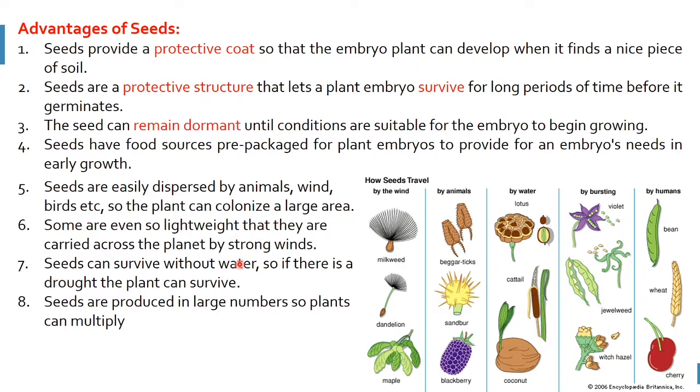So seeds can survive without water. So if there is a drought, the plants can survive. Some plants develop seeds during drought conditions. So the plants die off, but their seeds survive without water. Seeds are also produced in large numbers, so plants can multiply.